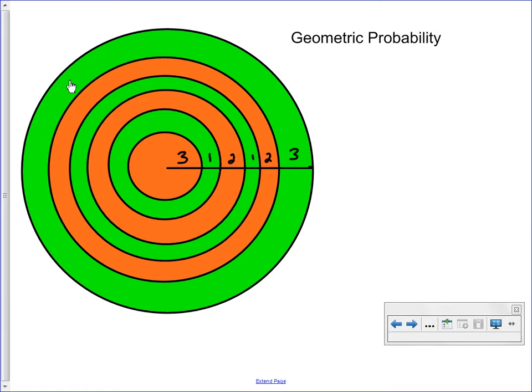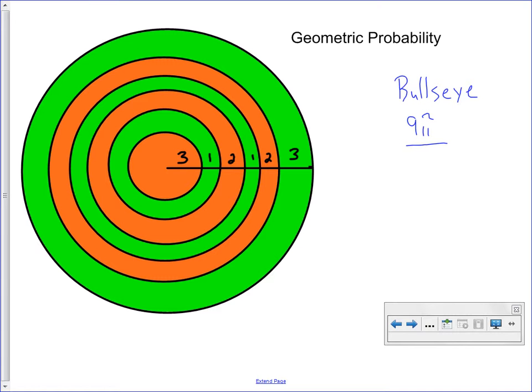What is the favorable region? That's the radius, so what's the area? The bullseye has a radius of 3. 3 squared is 9 pi.